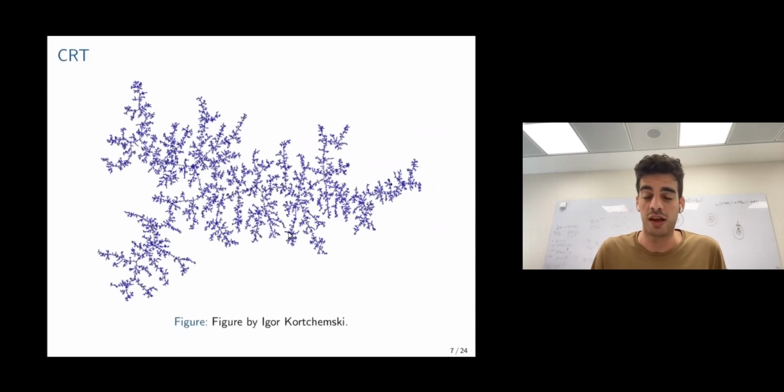This is a figure that you have to see in every talk that reminds us of the CRT. It is due to Igor Gorchemsky, and this is a sample, I guess, of the complete graph with many vertices, properly scaled. So this is how the CRT looks.